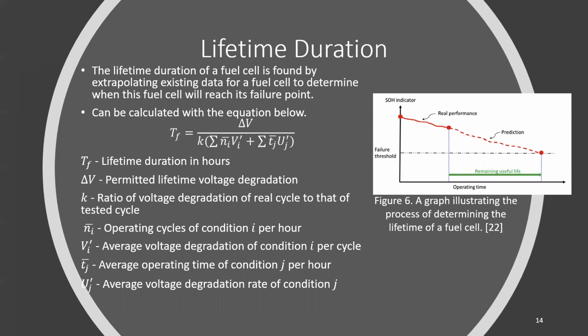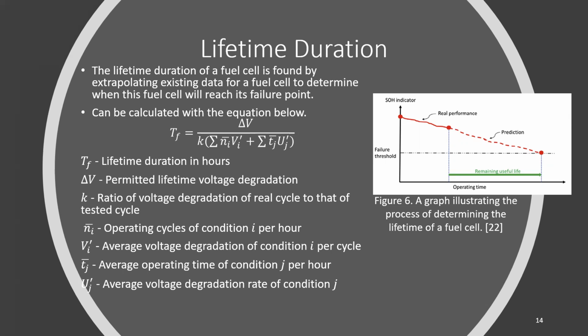Okay, so for the lifetime duration of a real fuel cell, the lifetime duration is found by first running the fuel cell for about 200 hours or some fraction of the estimated lifetime. And then after this 200 hours, you extrapolate the degradation data over time to determine at what time the voltage will reach the failure threshold.